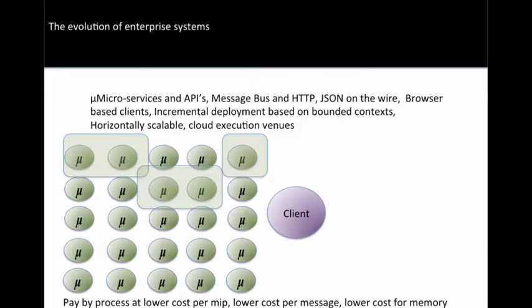So the bounded context fully fledged might be all of these 5 microservices. It's pay by process at lower cost per MIPS because you can deploy in a cloud, much more horizontally scalable, lower cost per message, lower cost for memory, and the number of clients is the number of users times thin browser-based clients, and the benefit, of course, of mobility, as we can use HTML5 across a cellular network and receive it on our phones or mobile device. So that's kind of how the evolution of enterprise systems works in a nutshell.